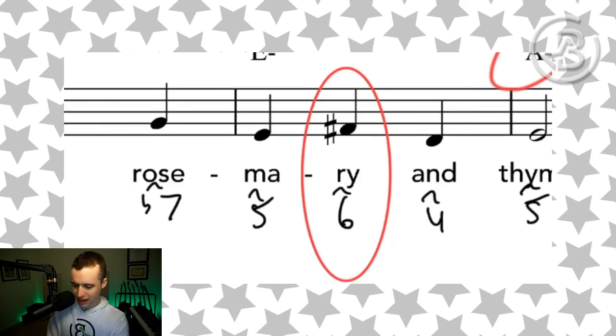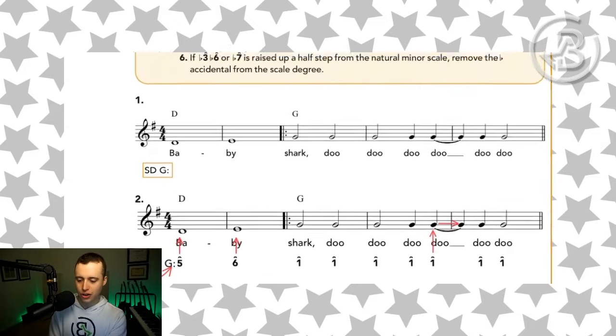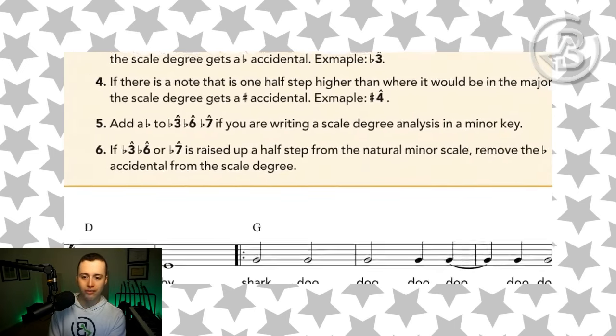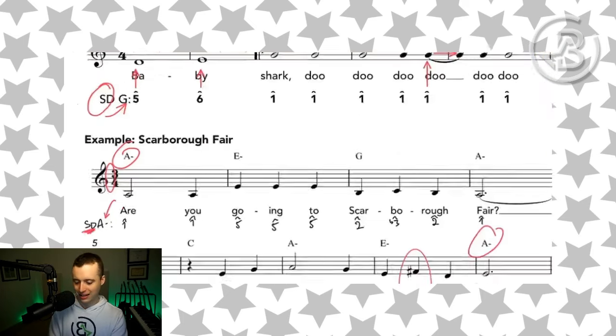So normally, this scale degree would be F natural, and it would have a flat in front of it, but because we're raising that F up by one half step, we take the flat away, and we add the sharp accidental. And from time to time, you will see notes that do not belong to the key in the melody. And whenever you see those, if you're in a major key, follow rules 3 and 4. And if you are in a minor key, follow rules 5 and 6.